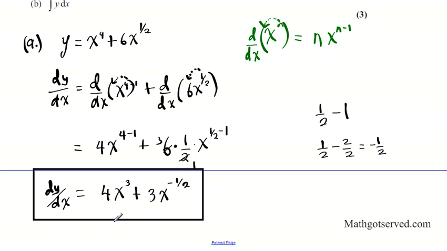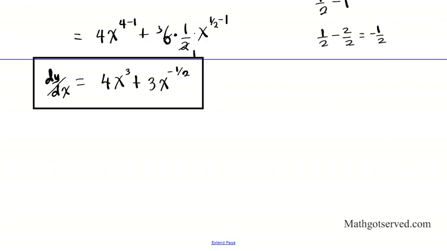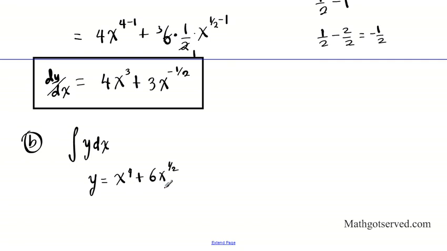Let's take a look at part B. For part B, we're doing the opposite of differentiation, which is anti-differentiation or integration. So we're looking at the indefinite integral of y dx. Let's rewrite the function: y equals x to the 4th plus 6x to the 1/2. We're going to do a term-by-term integration of both terms. Since these are 2 powers, we're going to use the power rule for integration.